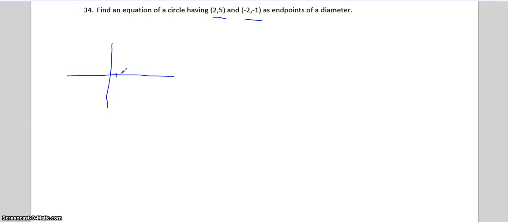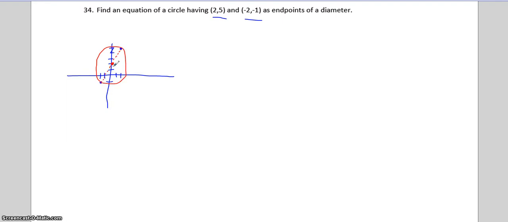So let's put these 2 points on here. 2 over 1, 2, 3, 4, 5. That's one endpoint of our diameter, and then we have -2, so -2 over, 1 down. That's our other endpoint. I'll sketch this in red and connect those points. Our center would be somewhere around here, and then we'd have this terribly drawn circle right here.